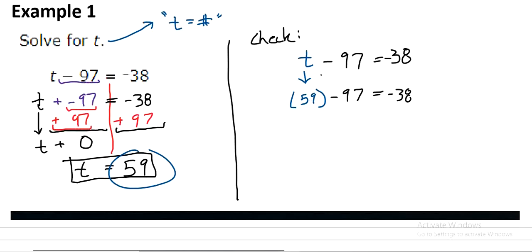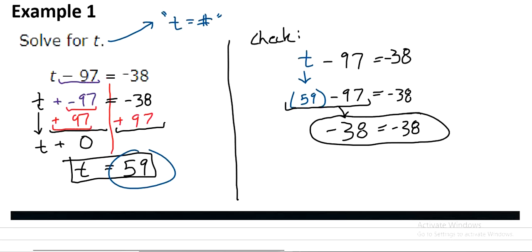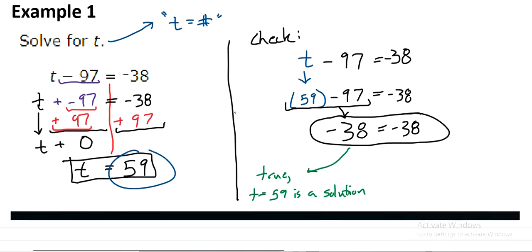And if you type that in, 59 minus 97 into your calculator, you will find that that equals negative 38. And just type that on into your calculator, and we see how this is true. So we'll say true, t equals 59 is a solution. There we go. All right, let's look at another example.